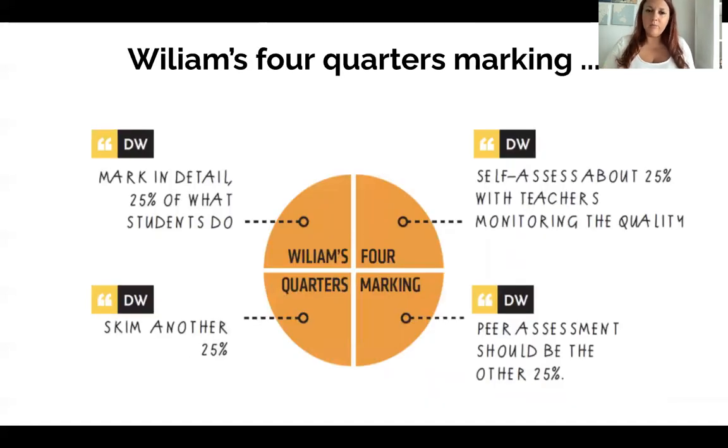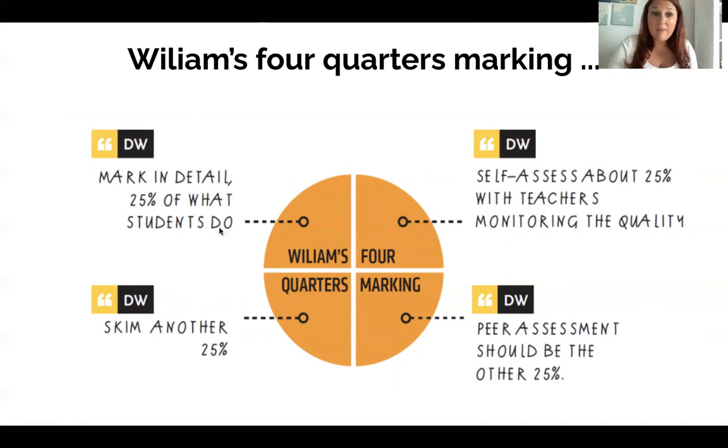I love this from Dylan William. Originally, this is from the book, What Does This Look Like in the Classroom? By Carl Hendrick and Robin McPherson, published in 2017. Really, really great book. And there's a chapter about assessment and feedback with Daisy Christodoulou and Dylan William. So this is his 4 quarters marking policy that he writes about. And it's not prescriptive, saying when you should mark in detail, when you should skim another, because that's up for teachers and departments and schools to decide.